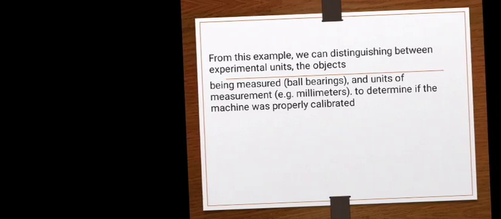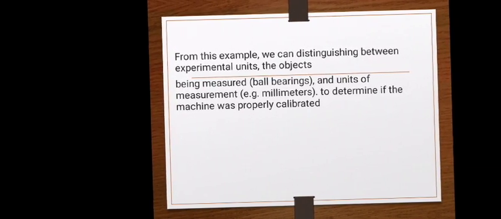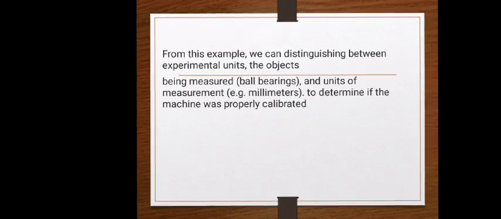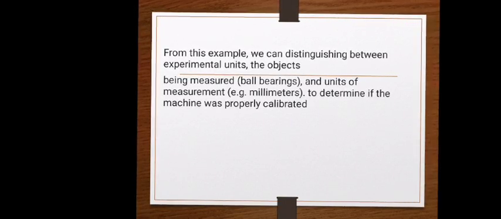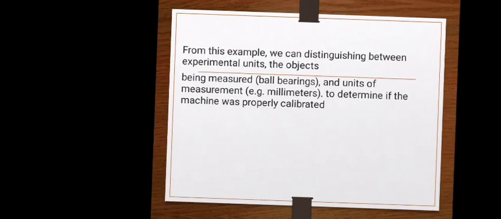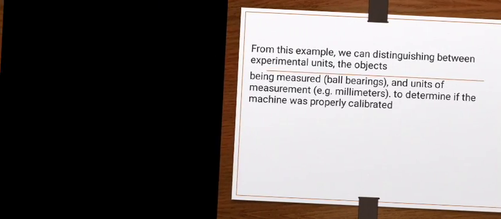From this example, we can distinguish between experimental units, the objects being measured, all ball bearings, and units of measurement, or millimeters, to determine if the machine was properly calibrated.